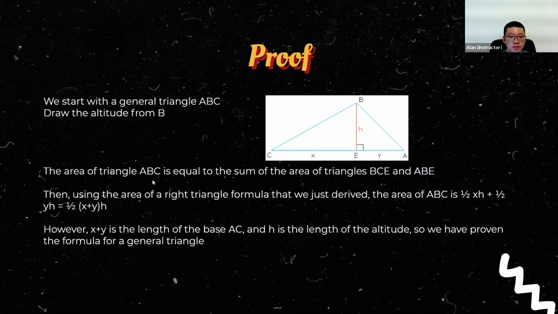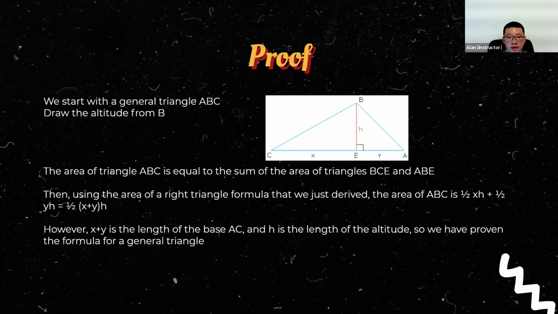So you know that the area of ABC is going to be equal to the sum of the areas of the triangles BCE and ABE. And this makes sense because they are the two triangles that the altitude is splitting the triangle into. So using the area of a right triangle formula that we just derived, we can find that the area of ABC is 1/2 xh plus 1/2 yh, because you're just adding the areas of the two triangles. So 1/2 xh is coming from the area of BCE, and 1/2 yh is coming from the area of ABE.